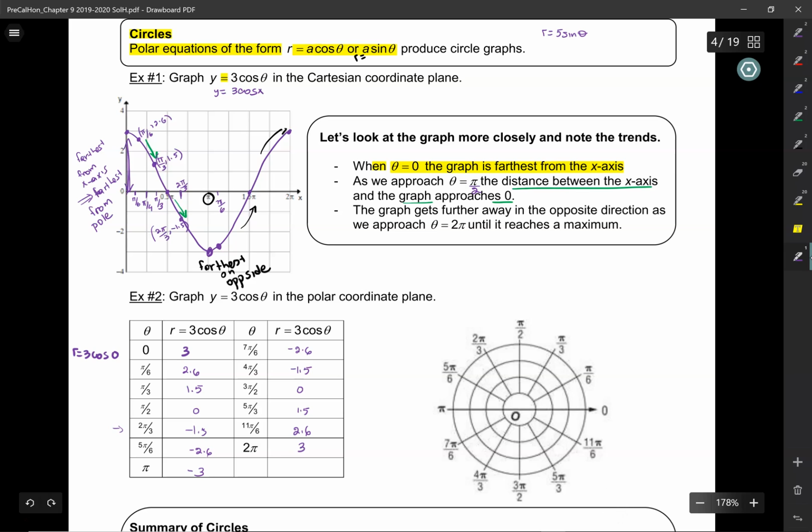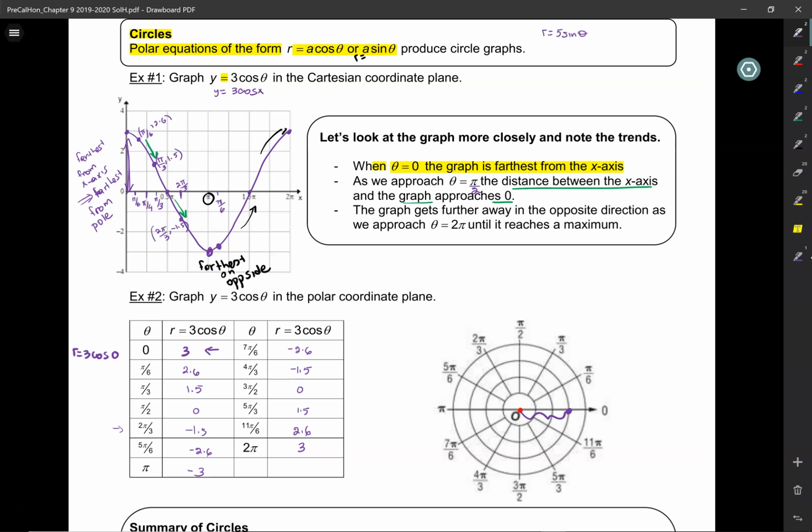So let's go over here. Where is the pole? Here is the pole. So when theta equals 0, if I was farthest from the x-axis, now I'm farthest from the pole. That means I have the biggest radius. All right? So when theta equals 0, r is equal to 3. And where is 3? 1, 2, 3, right there.